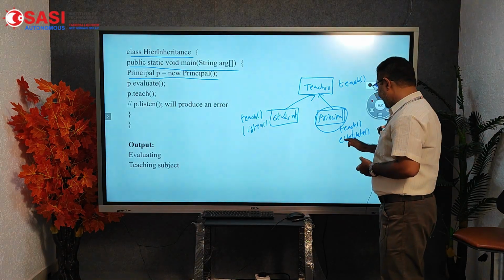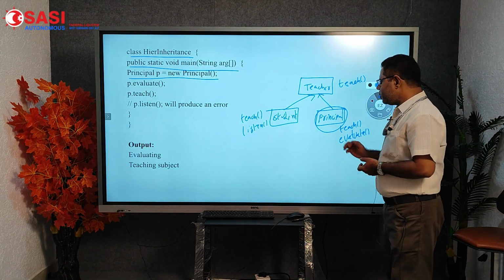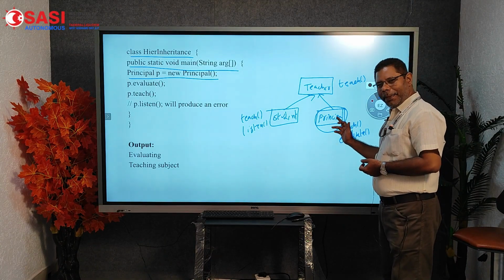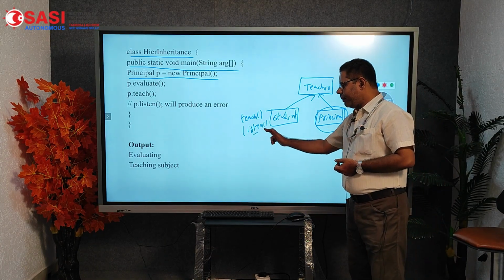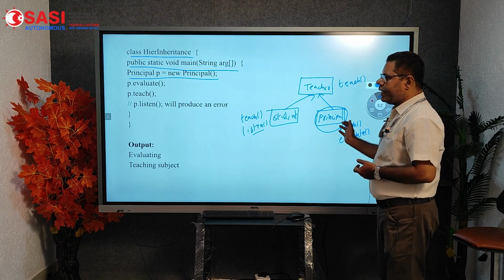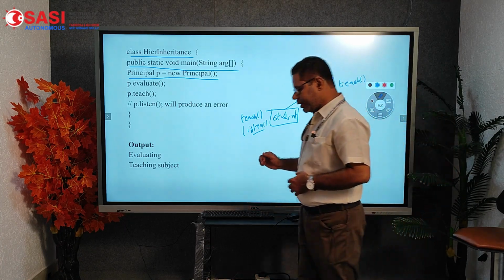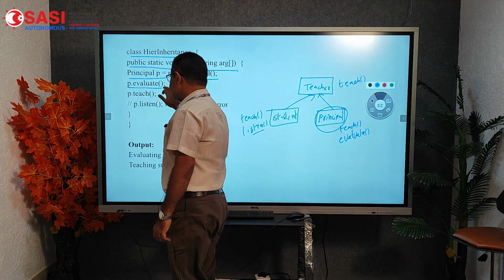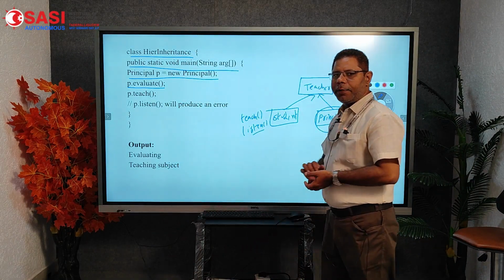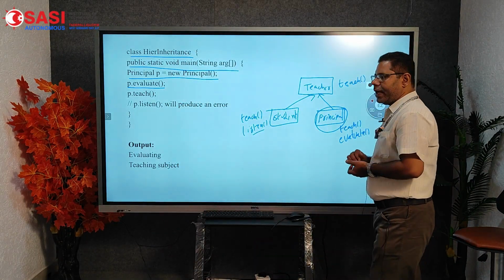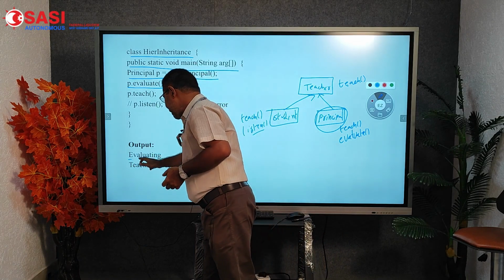One is the teach method, another one is the evaluate method. So when the principal object tries to access the listen method, it is not possible. It will give an error. See, for example, p.evaluate. Evaluate is its own method of the principal class. So p.evaluate, the output is "evaluating".